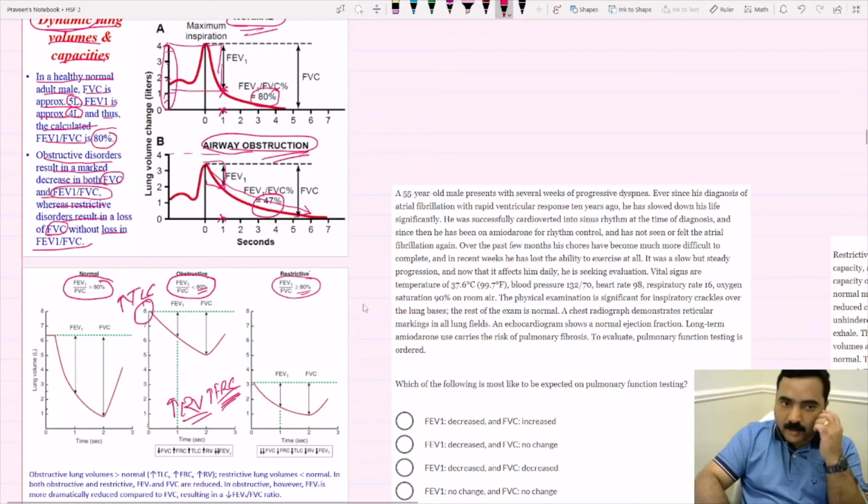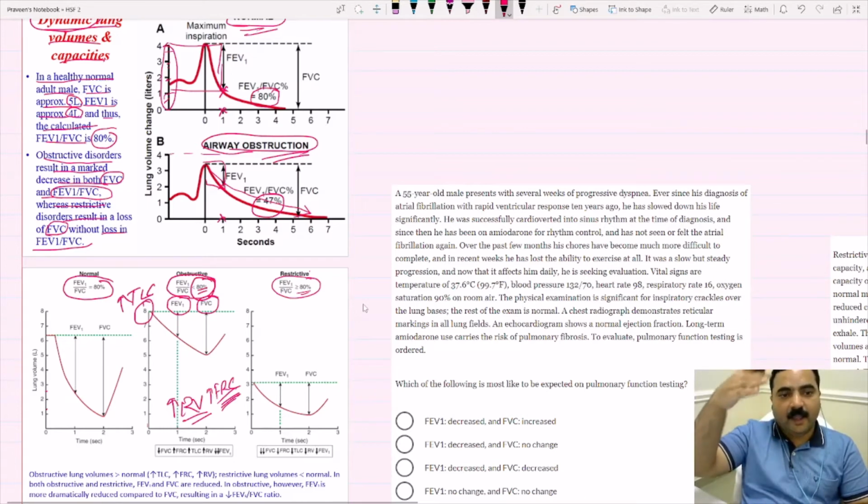But what happens to the FVC? Decrease. FEV1 decrease. And what happens to the ratio? The ratio is decreased. So total lung capacity increase, residual volume increase, functional residual capacity increase, but FVC, FEV1 and FEV1 by FVC ratio decrease in the case of obstructive lung disorder.